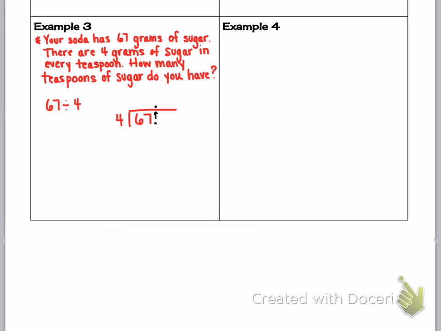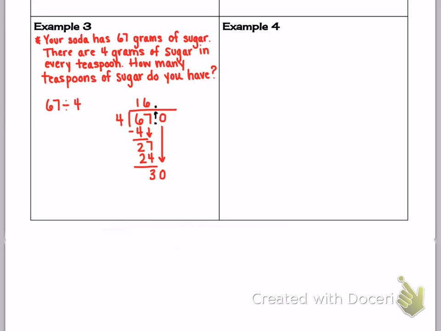So let's take a look. 4 goes into 6 one time. That's 4. Subtract, you get 2. Bring down the 7. 4 goes into 27 6 times. That's 24. Subtract, you get 3. So now when I look at this, I don't have anything to bring down, but you can add as many zeros as you want after a problem. So I'm going to bring down another 0.